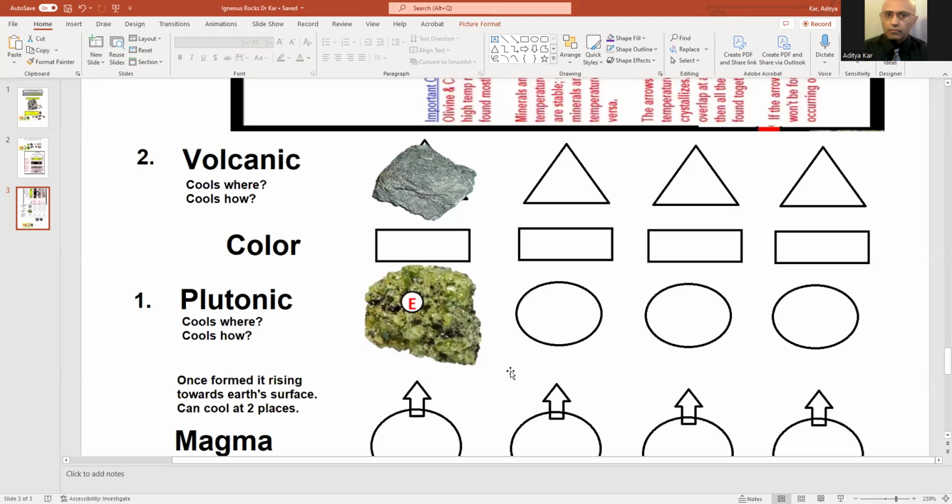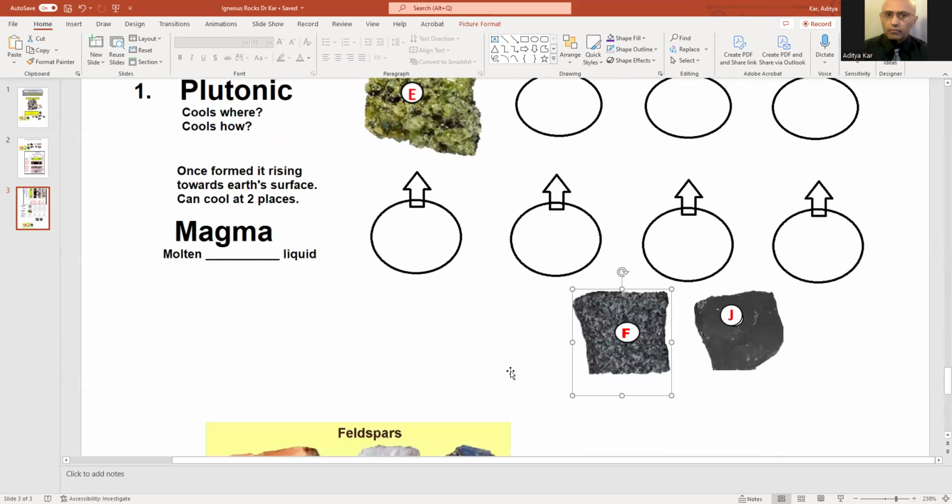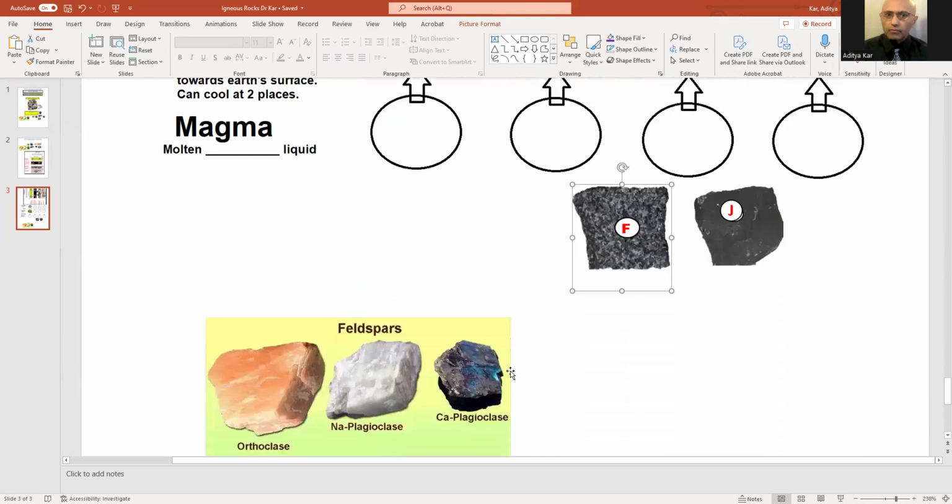Okay. So that's a little bit of what makes minerals, and what rocks are made up of. They're made up of minerals, and the colors of the minerals give the rock colors. Okay.